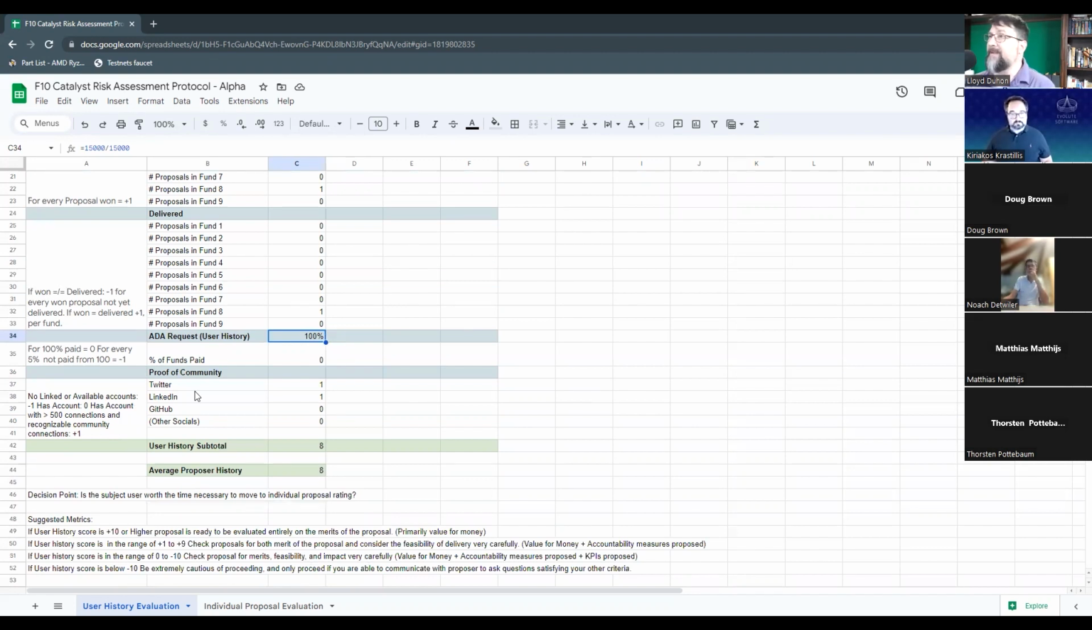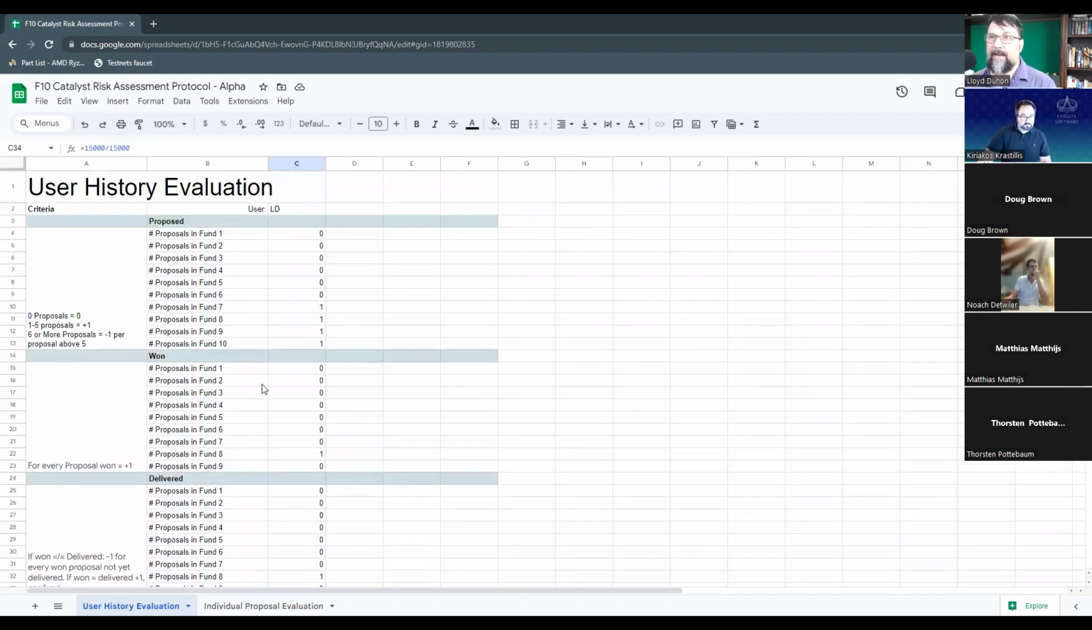Next is proof of community. I feel like this is an important thing. It is slightly subjective in that if they have no account, they should get a -1. You really should have some presence on Twitter, LinkedIn, GitHub. If you have a presence and you don't have a big presence, you still count. You still get the 0 because there should be ways for people to reach you. And if you happen to have more than 500 connections, like I do on Twitter and LinkedIn, then you can gain a +1 for those as well.